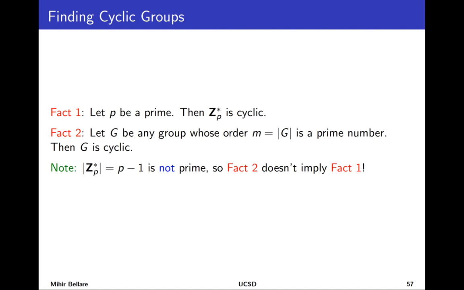A possible point of confusion is that they're kind of the same fact. Why are they not? Z_p star, even though p is a prime, has order what? Not p, but p minus 1. The number of points in Z_p star is p minus 1. p minus 1 is not a prime. In fact, for any odd value of p, it's never a prime because it's even. So even though this fact is true, it's not a corollary of this fact.